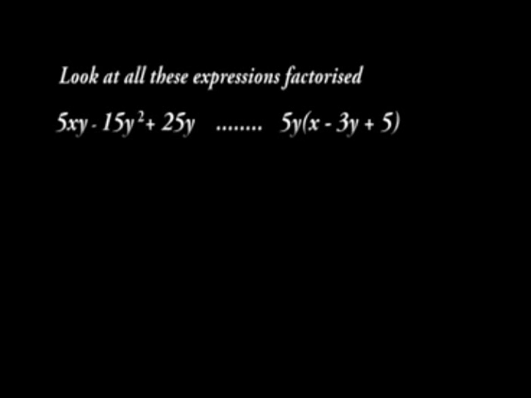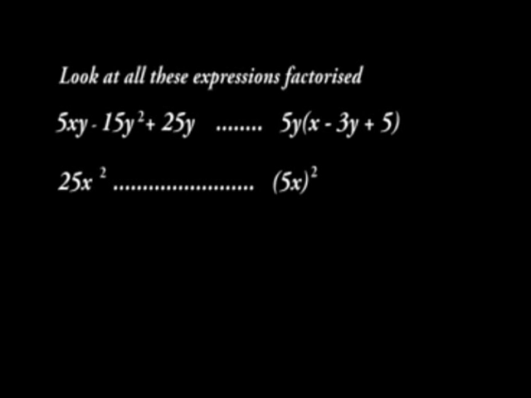Look at all these expressions the way they are factorized. 5xy minus 15y squared plus 25y is equal to 5 into (x minus 3y plus 5). 25x squared is the same as (5x) all squared.